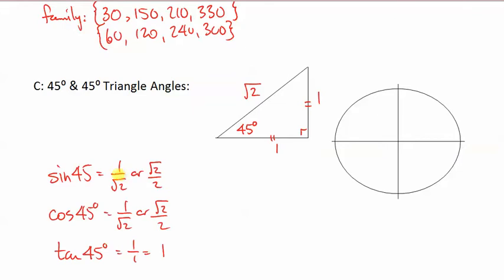Here you go. 1 over root 2 can also be written, by the way, as root 2 over 2 by rationalizing. Either form, they're equivalent, they're both good. Same for the cosine. Tangent is 1 to 1, or 1 result. And like I talked about previously, now that I know about the behavior of a 45-degree angle in quadrant 1, I'm going to be able to extend that knowledge into quadrants 2, 3, and 4 with reference angles of 45.